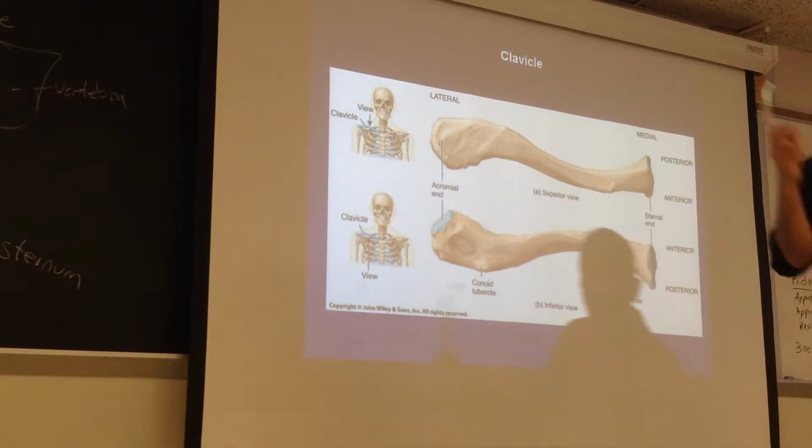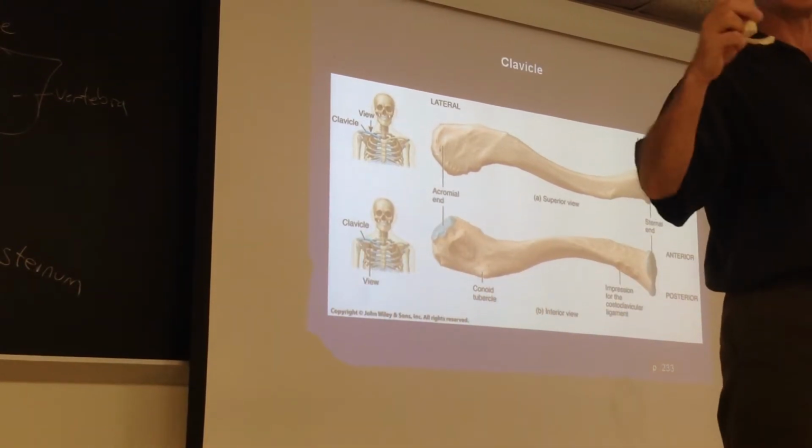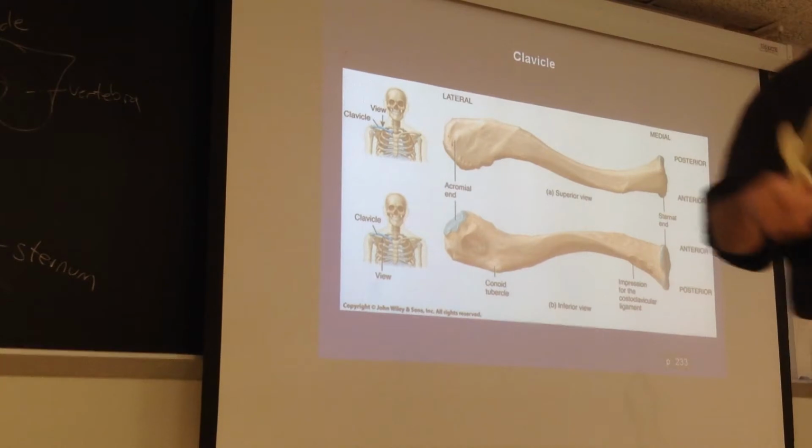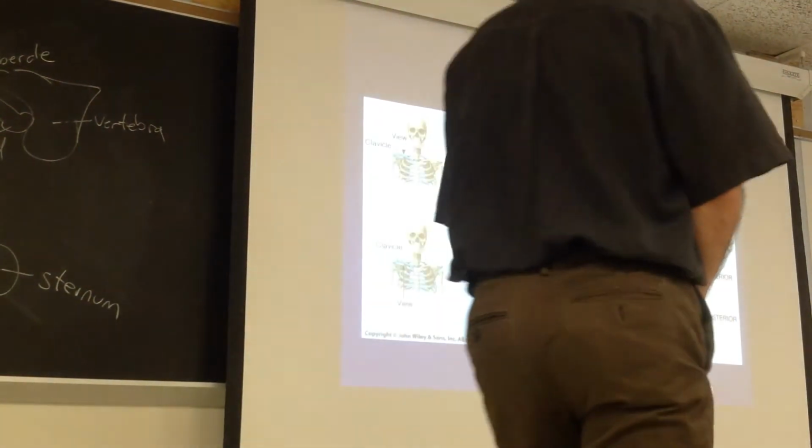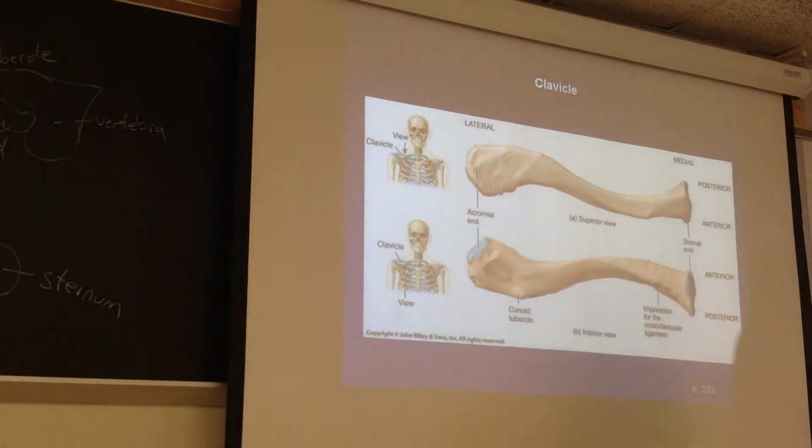I'll pass around these two. Again, there's a rib. Each way will have a rib and a clavicle, so you can compare them. They're real. They're brittle, by the way. The clavicles are particularly brittle. I have very few in the collection, probably because they break fairly easily.